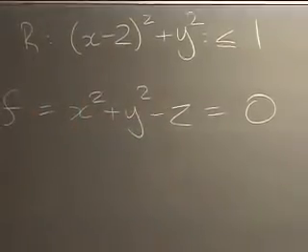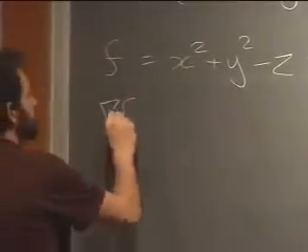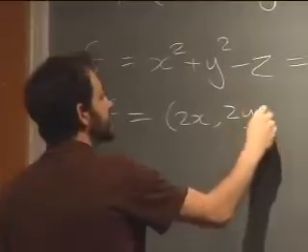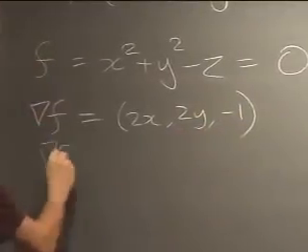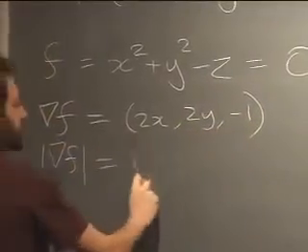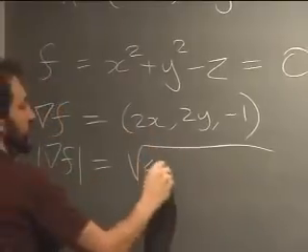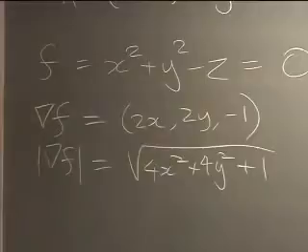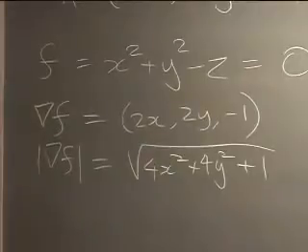All right, so then we needed to compute grad f. So that's 2x, 2y, minus 1. We're going to need the norm of grad f. So that's just 4x squared plus 4y squared plus 1. You square all those components. The minus 1 squared is 1.